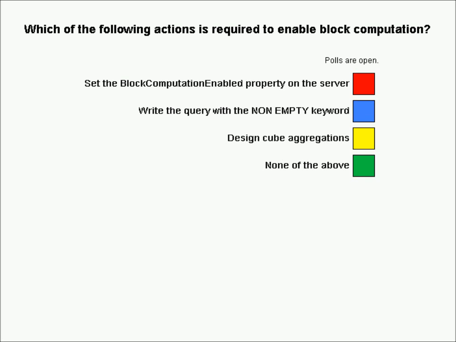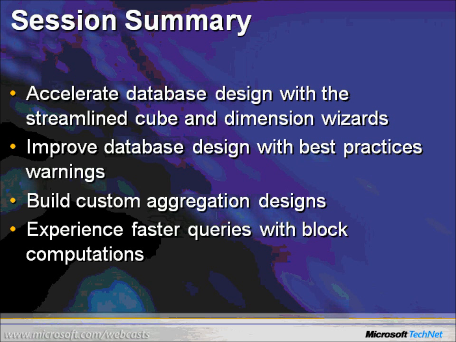All right, got a couple more review questions for you here, and then we're wrapped up for the day. Which of the following actions is required to enable block computation? A, set the block computation enable property on the server. B, write the query with a non-empty keyword. C, design cube aggregations, or D, none of the above. What did you see me talk about in that last section? It's actually none of the above, so D is the correct answer there. Block computation is automatically implemented. You don't have to do anything to get it to work.